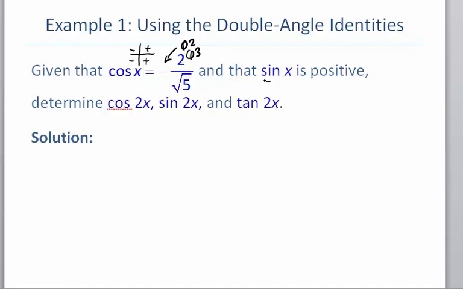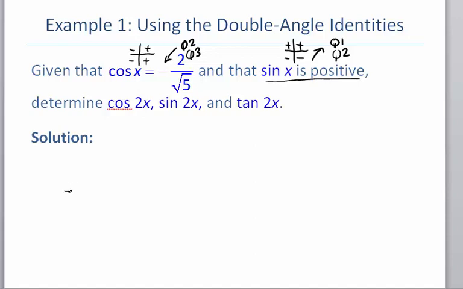The other information that we have that's going to be helpful is the fact that they tell us that sine is positive. So we know that that only happens in certain quadrants. We know that sine is positive in the first and second, and negative in the third and fourth. And so since it is positive, we know that we are dealing with either quadrant 1 or quadrant 2. And when we work the problem, we need to select a quadrant that meets both criteria. Therefore, the angle must be in quadrant 2.